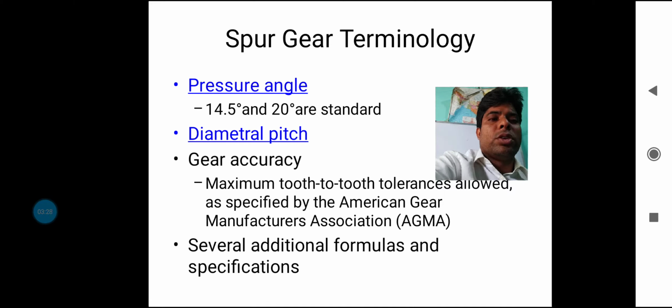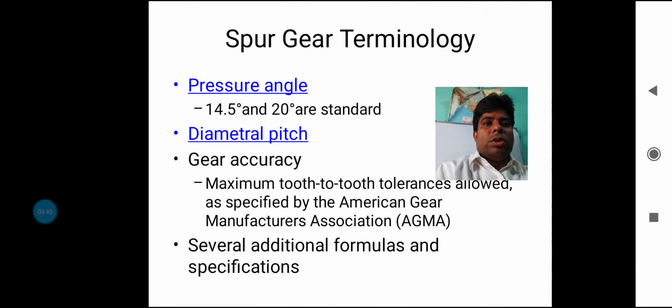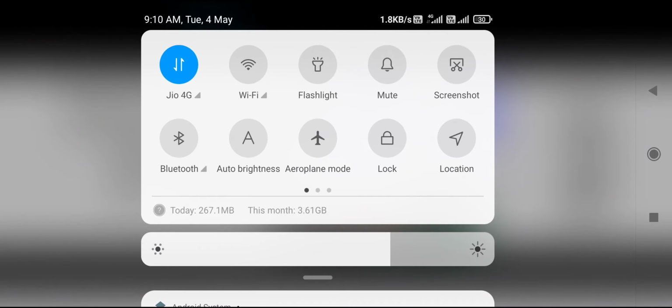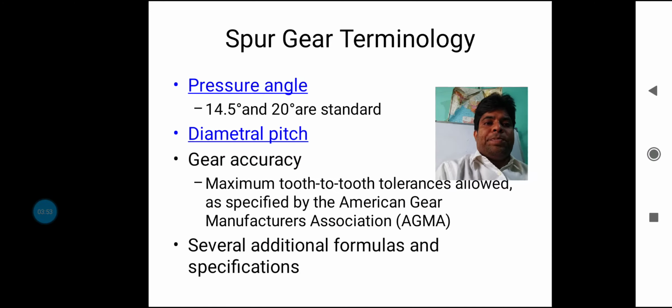Now the next point that I missed is the module. What is module? Module is the basic term regarding spur gear design. Sorry for the interruption. Now, for the pressure angle, two types of standard pressure angle are used: one is 14.5 degree pressure angle, and another is 20 degree standard pressure angle.